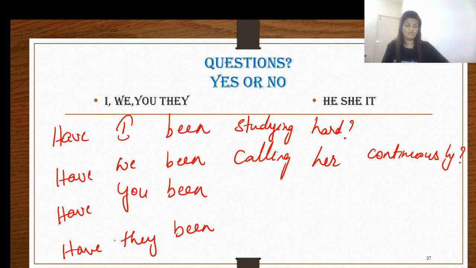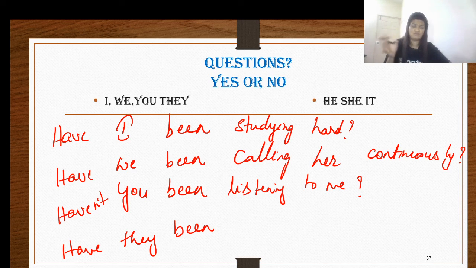Have you been listening to me? Or haven't you? Let us say, haven't you? Haven't you been listening to me? Because your answers are all wrong. It looks like you haven't paid attention at all. Haven't you been listening to me at all? What I've been telling you from past 1 hour? That's how you express it.